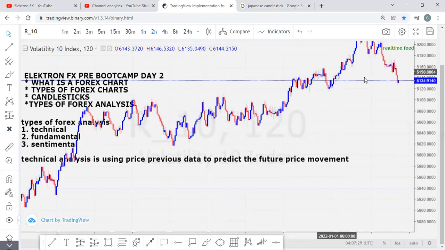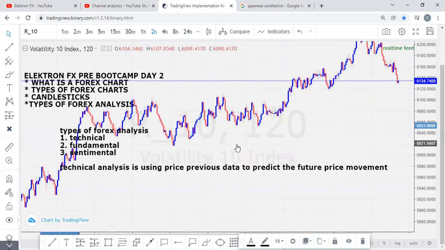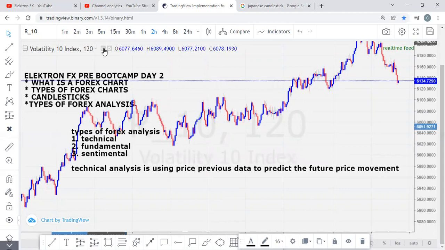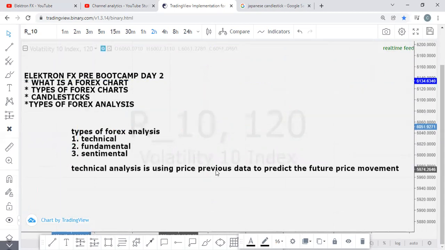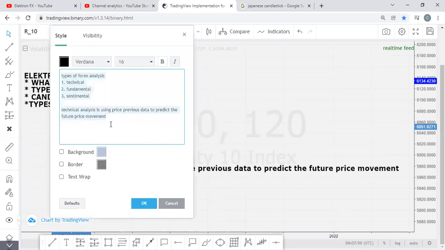Look at this. Can you see something? It's just a pattern. You can say a pattern was forming. When it goes down, it goes up, it goes down. This is called an uptrend, but we have not told you that yet. I'm just trying to explain what types of analysis there are. So you can use previous price data to predict the future price movement. That's simply technical analysis.